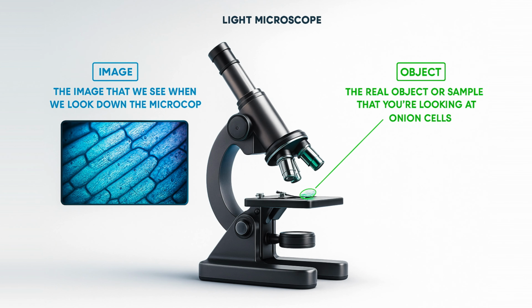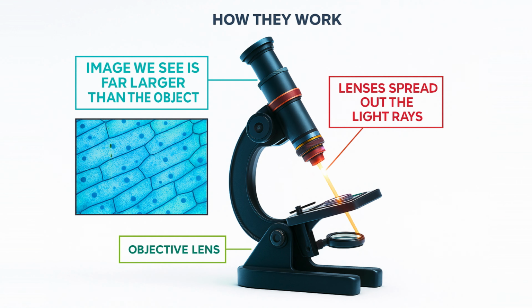Before diving deeper, we need to explain the terms object and image. In the context of microscopy, the word object refers to the actual specimen or physical material on the slide that we are observing. For example, if we are looking at onion cells on a slide, those cells are the object. In contrast, the term image refers to the enlarged visual representation of the object that we see when we look through the microscope. So, when you look into the eyepiece and see the enlarged version of the onion cells, what you are seeing is the image.